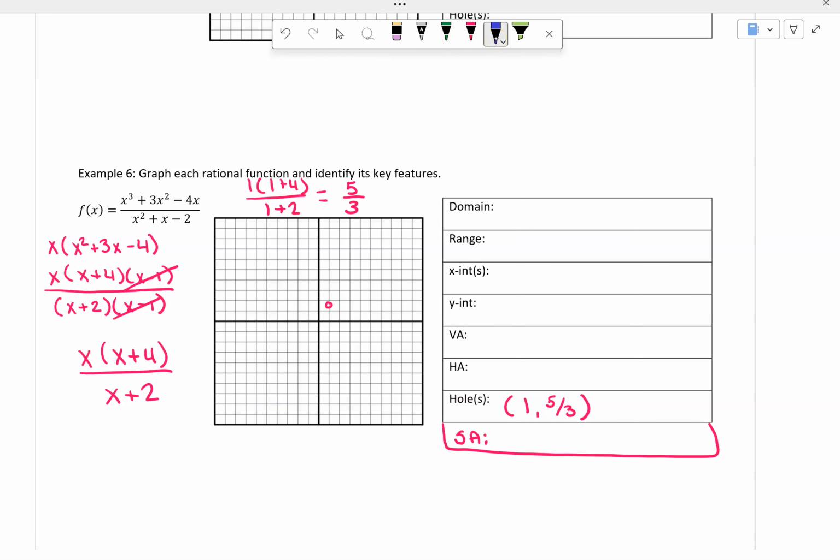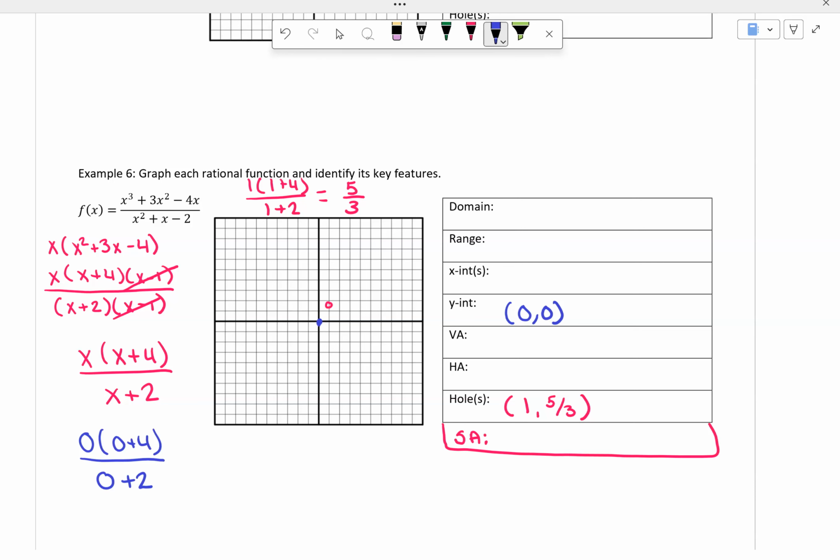If I were to plug in 0, so 0 plus 4 over 0 plus 2, that would reduce down to what? 0. You got it. So your y-intercept is 0.